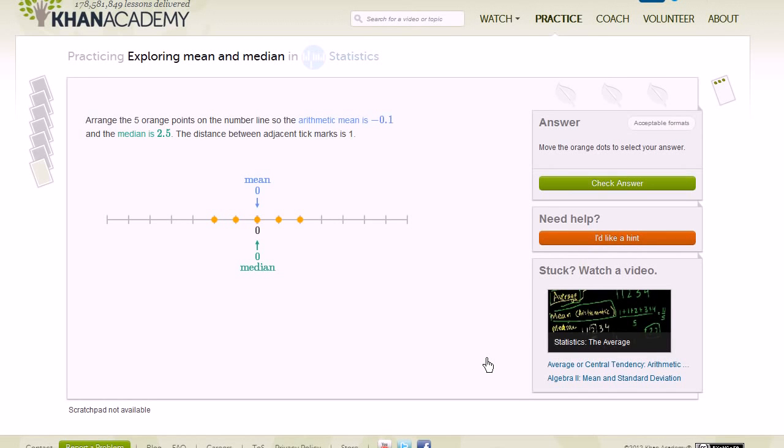I'm here with our exercise guru, Ben Eater. Hi, Sal. And we are looking at this module you've made called Exploring Mean and Median. And let's see what it says.